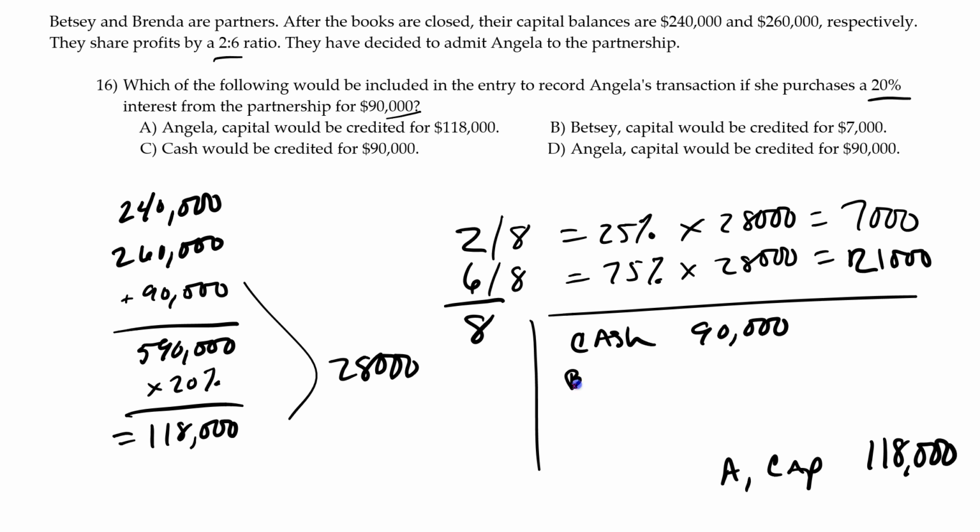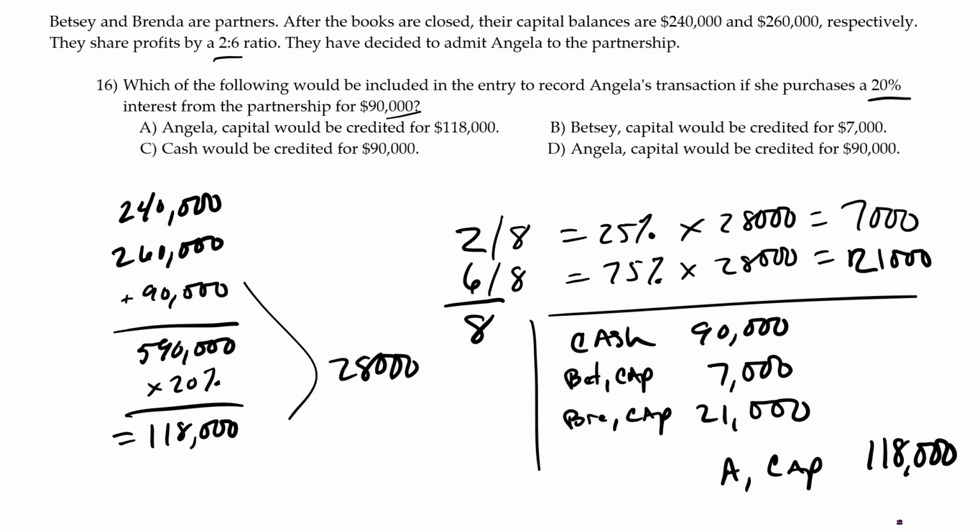So Betsy's capital is going to be debited 7,000, and Brenda's capital is going to be debited 21,000. Now that journal entry balances. And so that's the correct journal entry.